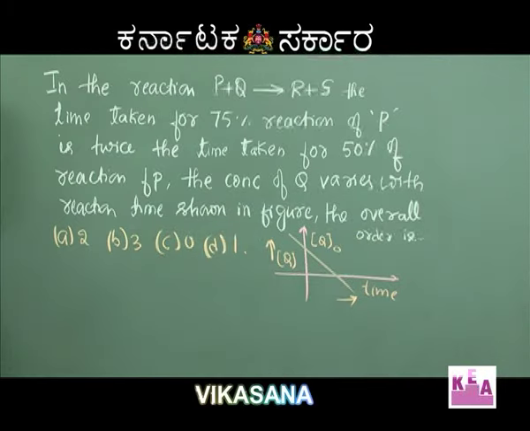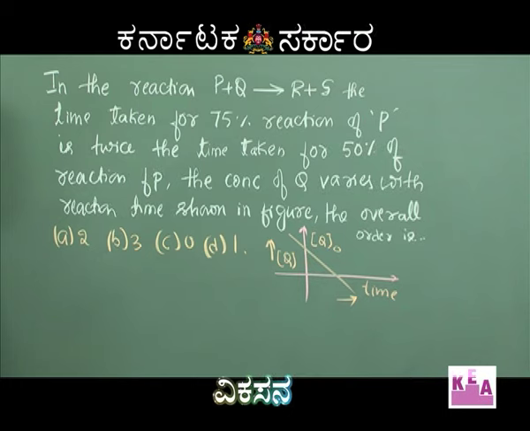Question: in the reaction P plus Q giving R plus S, the time taken for 75% reaction of P is twice the time taken for 50% of reaction of P. The concentration of Q varies with reaction time as shown in the figure. The overall order is: option A 2, option B 3, option C 0, option D 1.